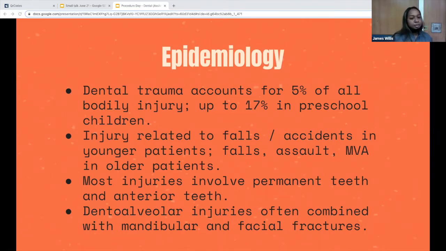Specifically, it tends to involve the maxillary central incisors, the maxillary lateral incisors, and the mandibular incisors, which I'll point out later. And dental alveolar injuries also tend to be found in association with other fractures, specifically fractures of the mandible and the face. So those are things to take into consideration when patients come in with dental injuries.